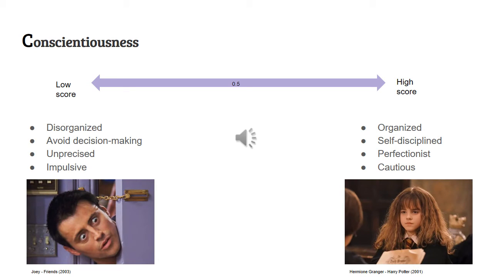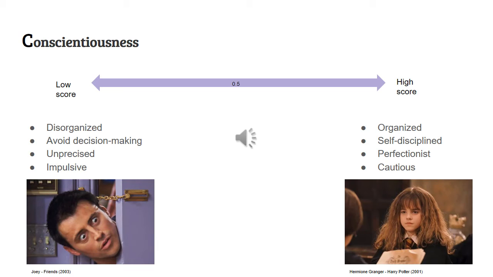Now, considering conscientiousness, we can say that someone with a high score is considered as organized, self-disciplined, kind of a perfectionist in everyday tasks, and conscientious. It means that this is a person who really needs to be well organized and is kind of appreciated in school or the workplace. A good example could be Hermione Granger from Harry Potter.